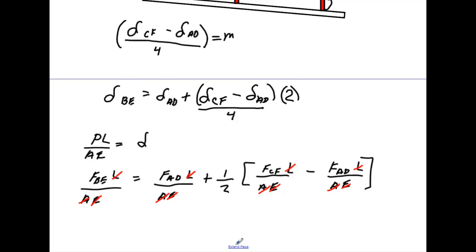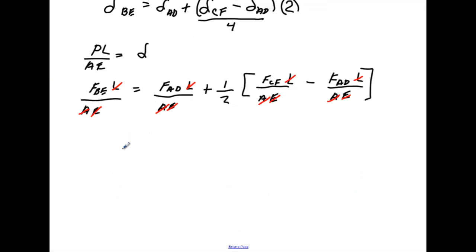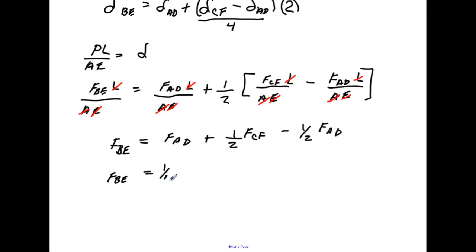Alright, so now let's see what our equation is going to be. So now, do we not have this equation here? FBE is equal to the force AD plus 1/2 FCF minus 1/2 FAD. So now we can simplify. FBE is going to equal, we'll subtract these two, that becomes 1/2 FAD plus 1/2 FCF.